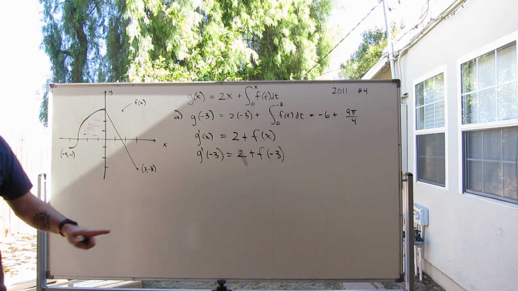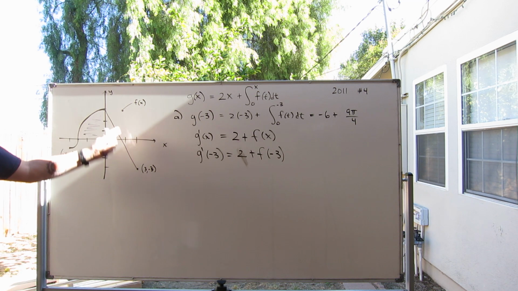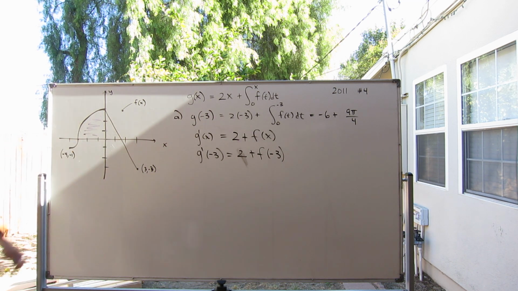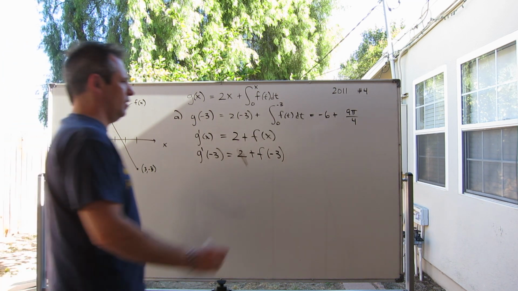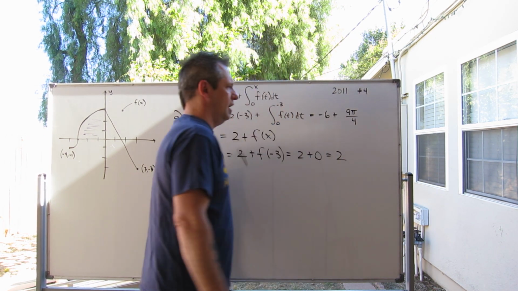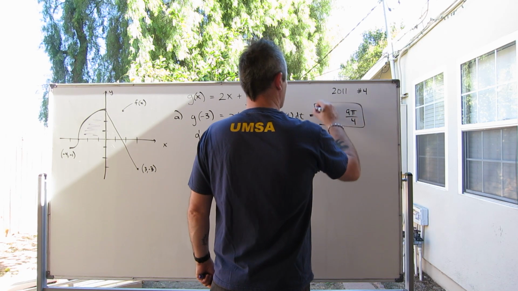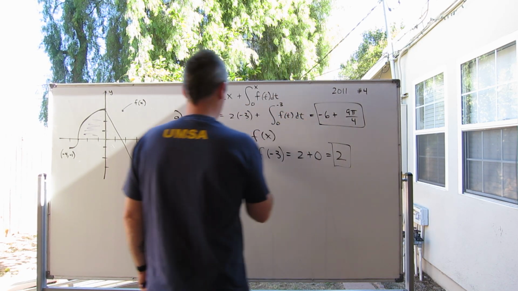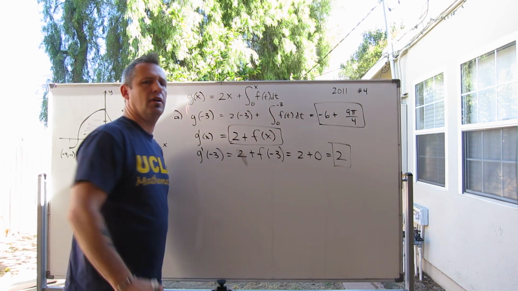So going over here to figure out what f of negative 3 is, this is f of negative 3 right there, so it's 0. So this is 2 plus 0, which is 2. And so these, I suppose, are my final answers. And there you have it.